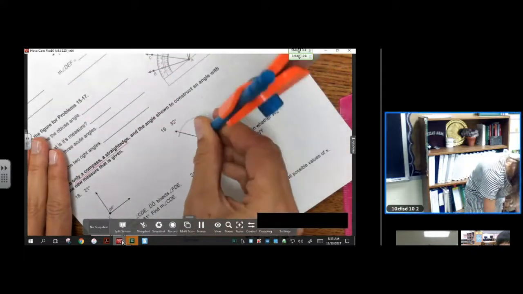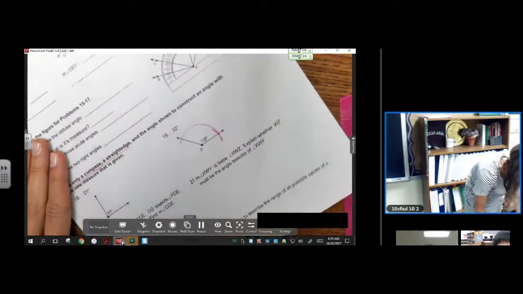My Sharpie's running out of ink. Okay, pretend that was beautiful.